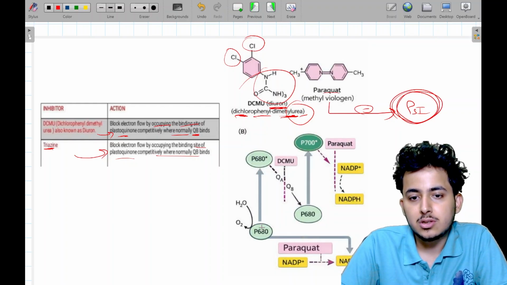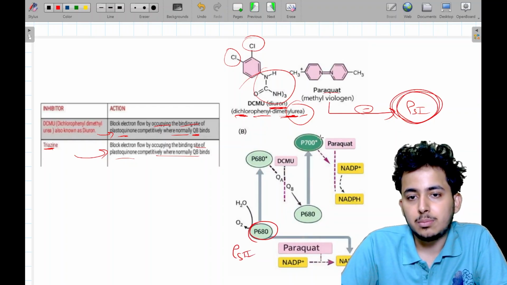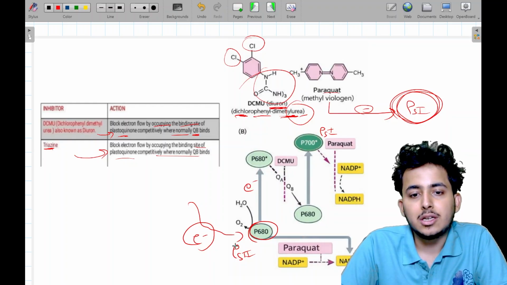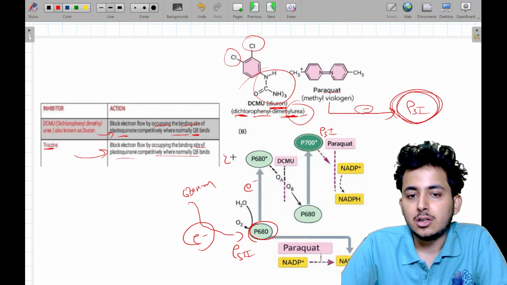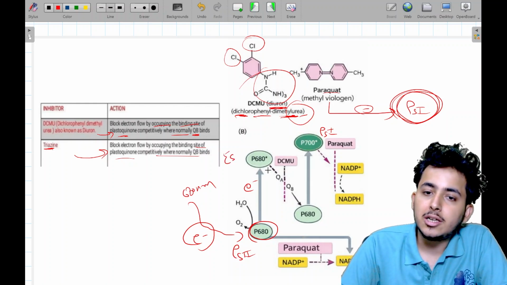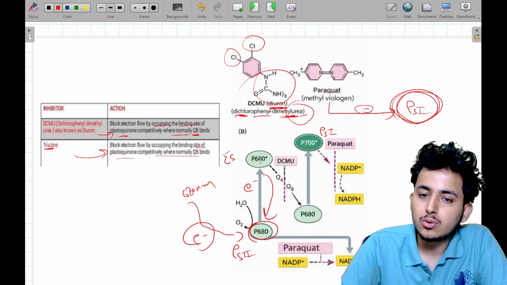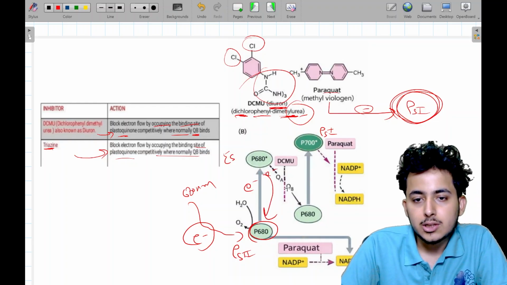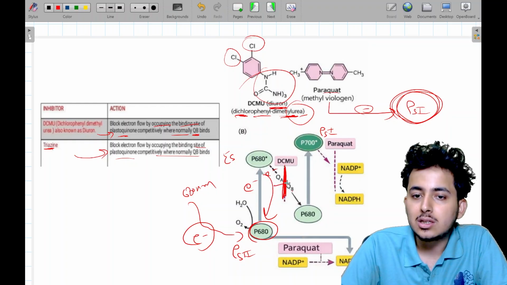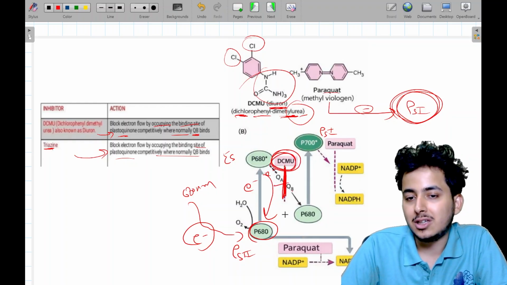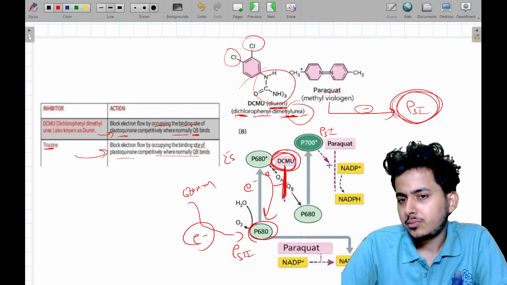So here, if this is the photosystem, this is the PS2, this is the PS1. If light is bombarding, electrons are flowing. Once P680 absorbs the wavelength corresponding to 680 nanometers, it reaches an excited state. In the excited state, it transfers the electrons, comes back to ground state, and transfers the electrons to plastoquinone A, then it should go to plastoquinone B, but in the transmission only, this DCMU is causing the inhibition.